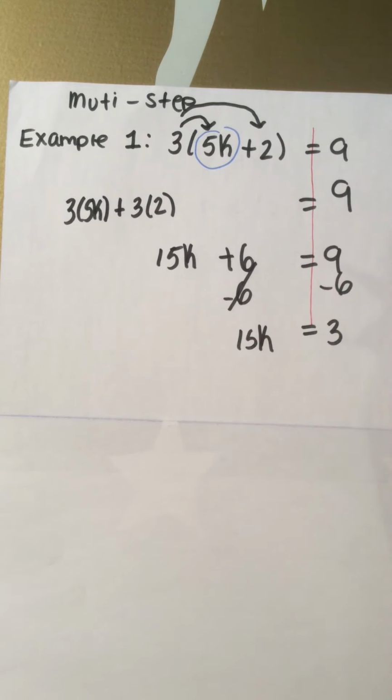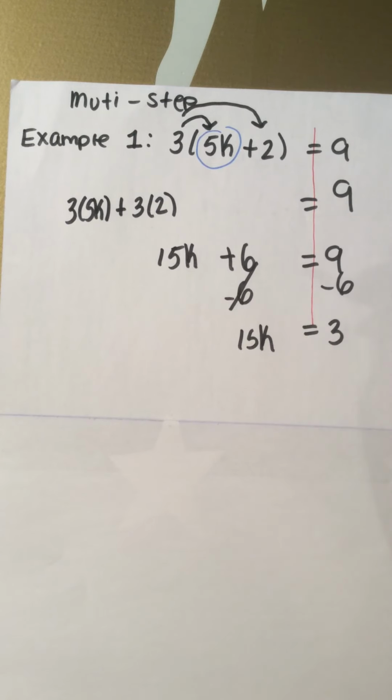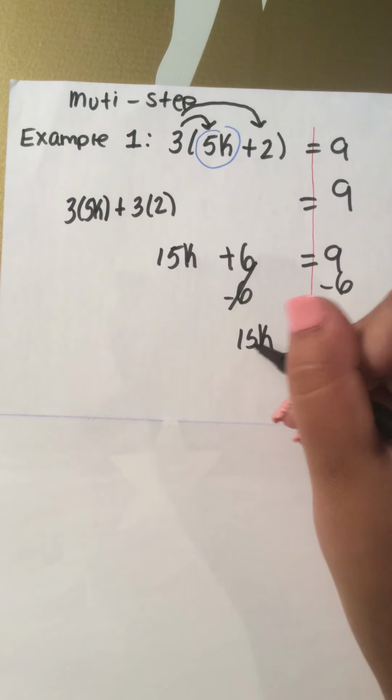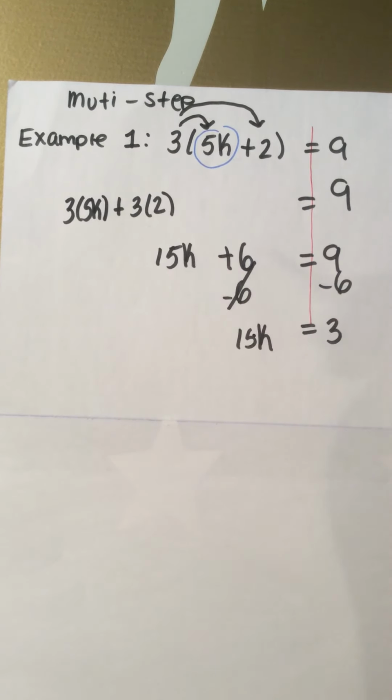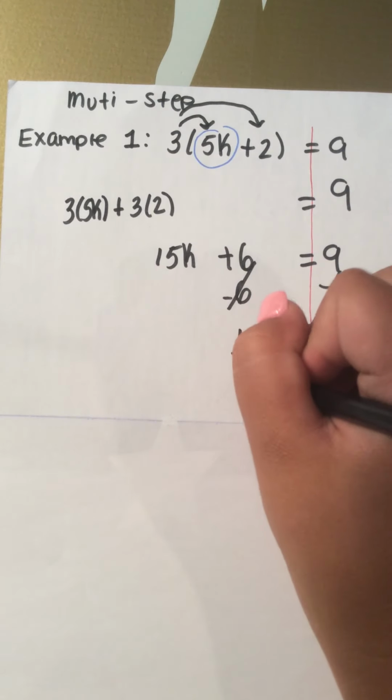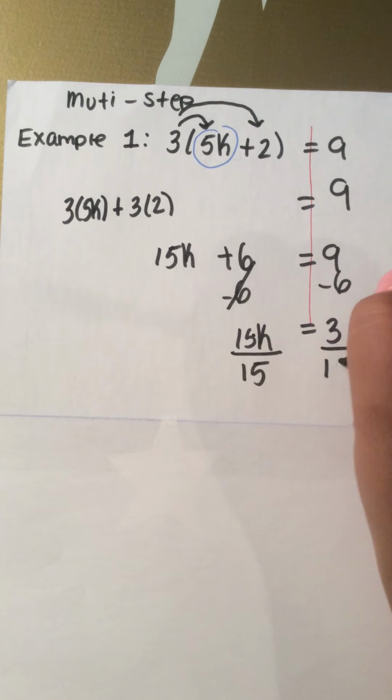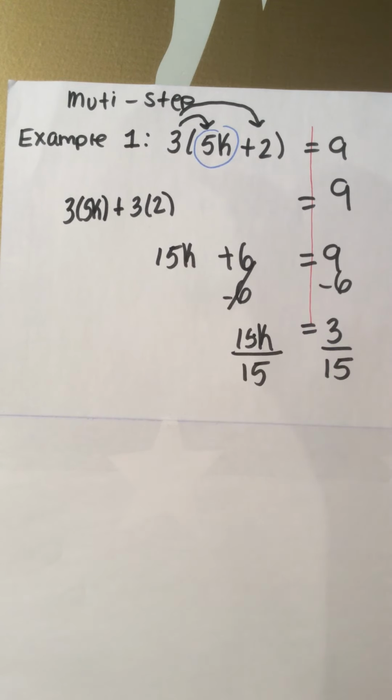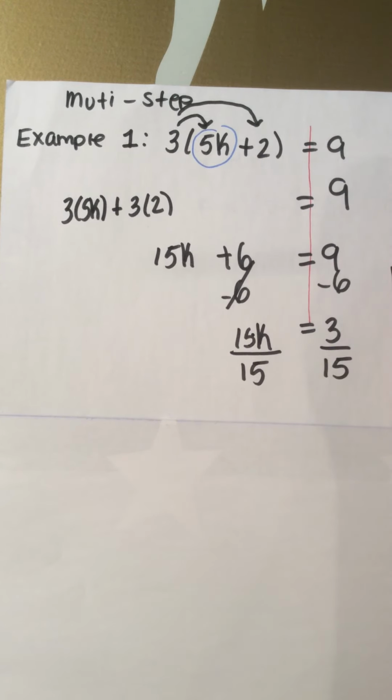Now, it's okay to have fractions. I know you're looking at this and you're like, nope, it can't be right because I'm going to get a decimal, I'm going to get a fraction, but that's okay. Now, 15 and k are actually being multiplied, so I'm going to draw that little dot in there. And to undo multiplication is division, so I'm going to divide by 15 on both sides. So k is going to equal 3 over 15.